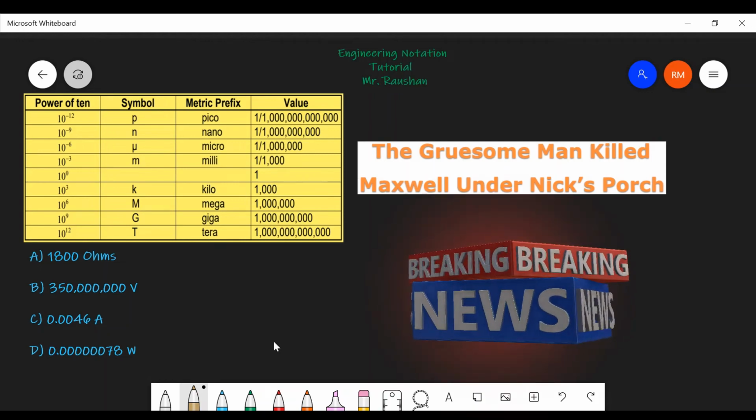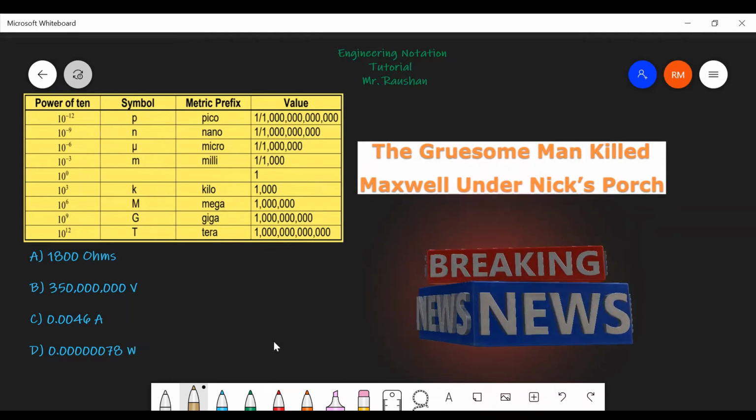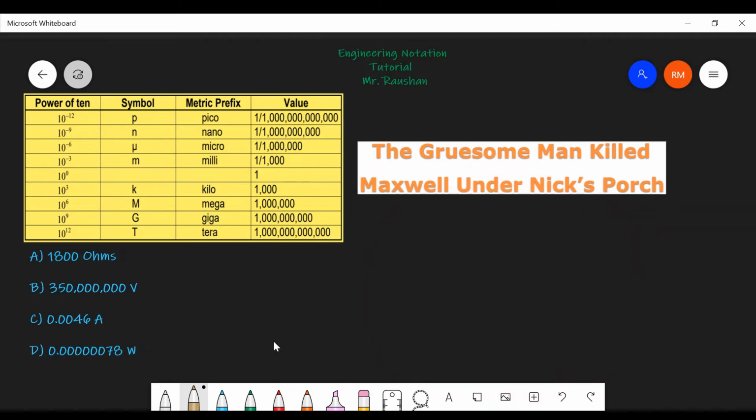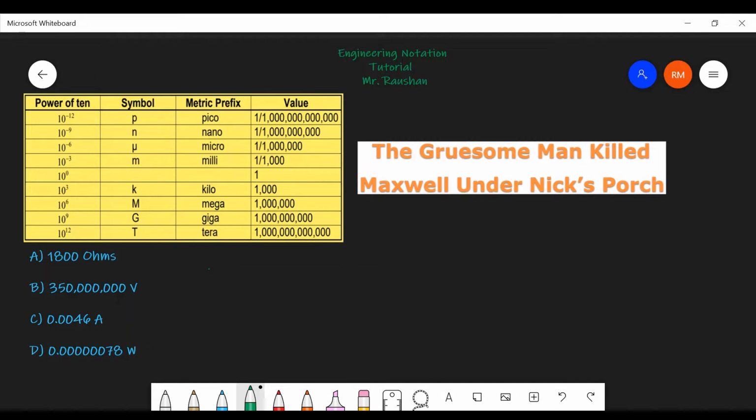Hey guys, so this tutorial is on engineering notations, and let's get started. In the yellow chart, you will notice that there are metric prefixes and there are powers of 10. These are your metric prefixes. These are your negative prefixes: pico, nano, micro, milli. These are your positive prefixes: kilo, mega, giga, tera.